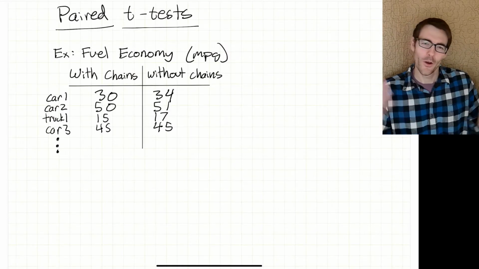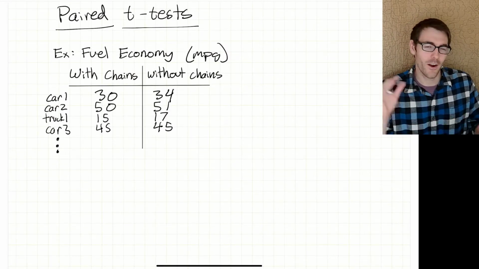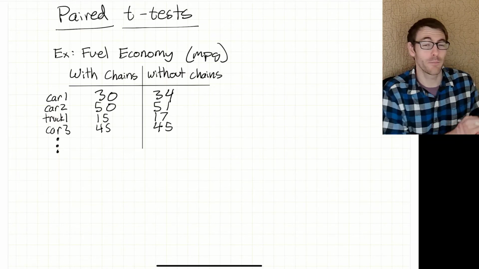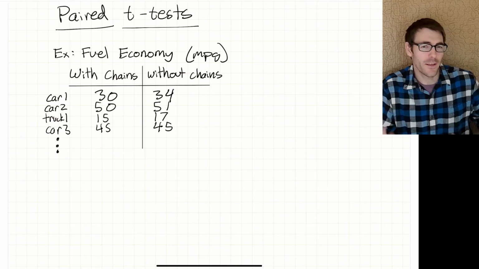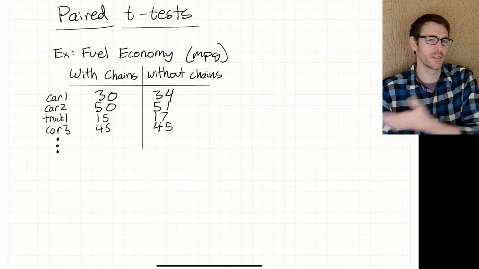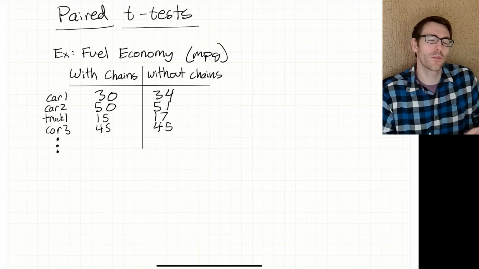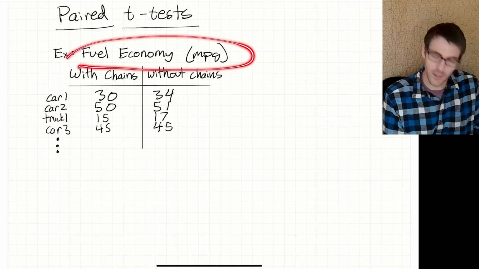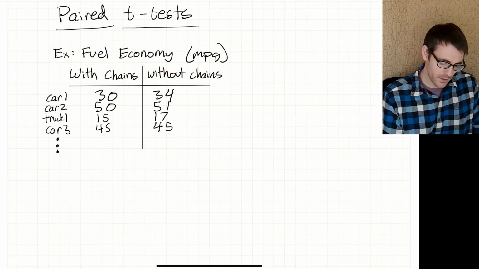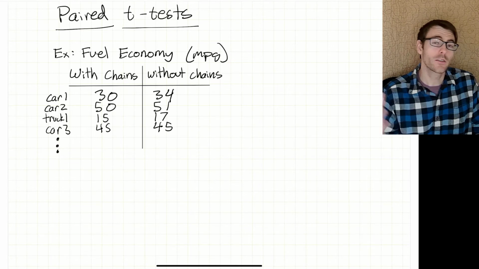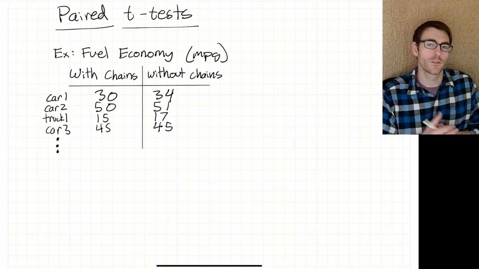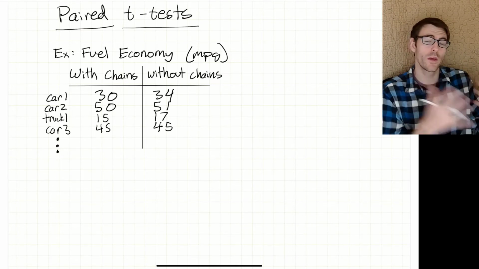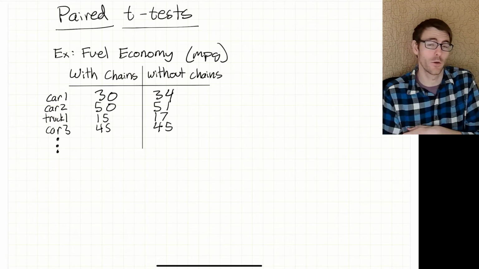Something different, you say? Well, while paired t-tests are certainly different than two sample t-tests, they're actually very similar to one sample t-tests. So let's work through the beginnings of an example for them. Again, we're concerned with the fuel economy, only now rather than comparing cars and trucks or red cars versus blue cars, we are comparing cars with snow chains to cars without snow chains.